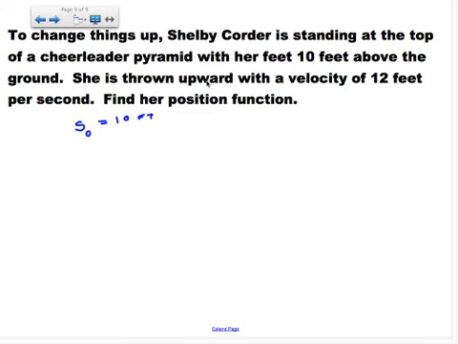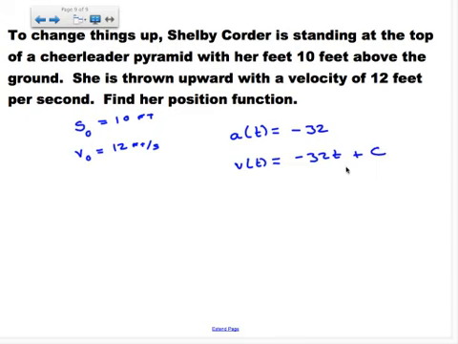She is thrown upward with a velocity of 12 feet per second. So I have a v initial. She's thrown upward, that's positive velocity, so that's 12 feet per second. It says find her position function. Let's say I totally forgot what the equation was, but I should not forget that the acceleration due to gravity in the United States is negative 32 feet per second squared. I can then work backwards, do an antiderivative. Here's my constant. Now what's my constant equal to?